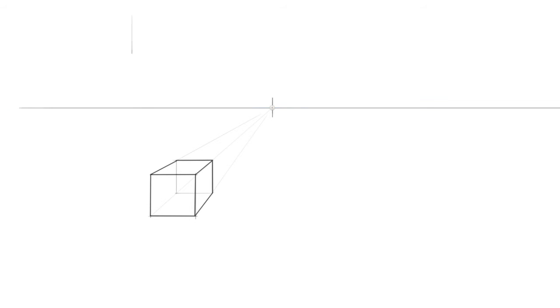Now let's draw an object above the horizon line. We'll start by drawing a rectangle. Next, we'll draw lines from each corner to the vanishing point. We'll establish the depth and draw a horizontal and a vertical line. And we'll finish it off by verifying the object. When an object is drawn above the horizon line, we see the bottom of the object.